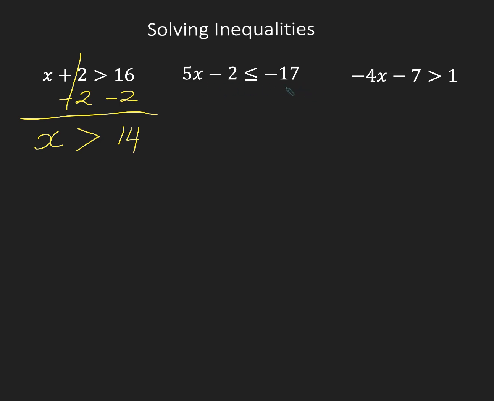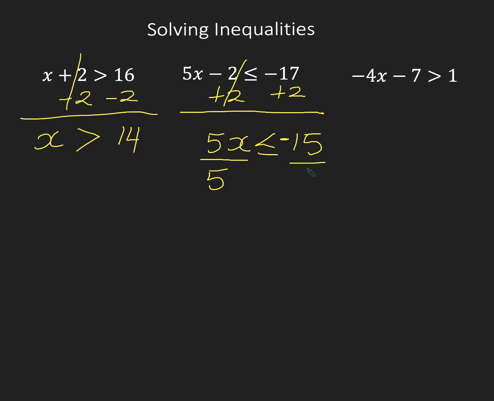You can have a two-step linear inequality. I'm solving for x, so I'm going to first get rid of my 2. I'm going to add 2 to both sides. That cancels. I get 5x is less than or equal to. Remember, when the signs are different, you subtract. That gives me 15. Keep the sign of the larger, so it's negative 15. Solving for x, I'm going to divide both sides by 5. As I divide by 5, my answer is x is less than or equal to. A negative divided by a positive is a negative, and 15 divided by 5 is 3.